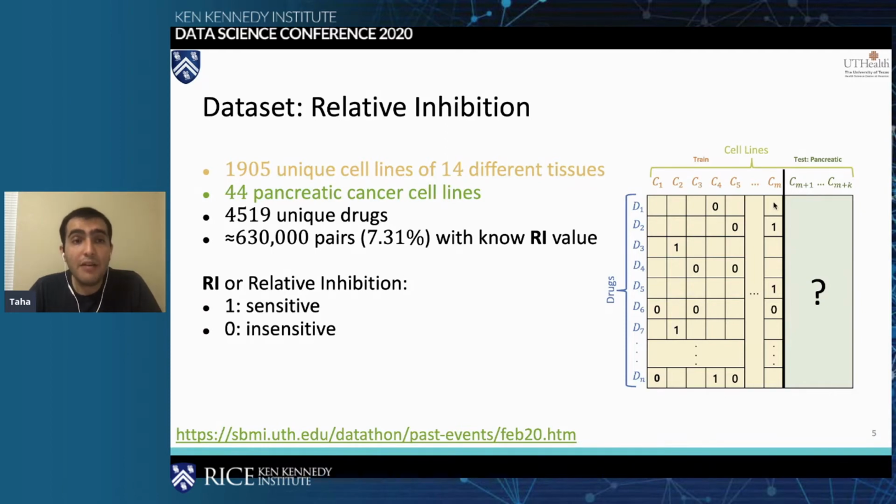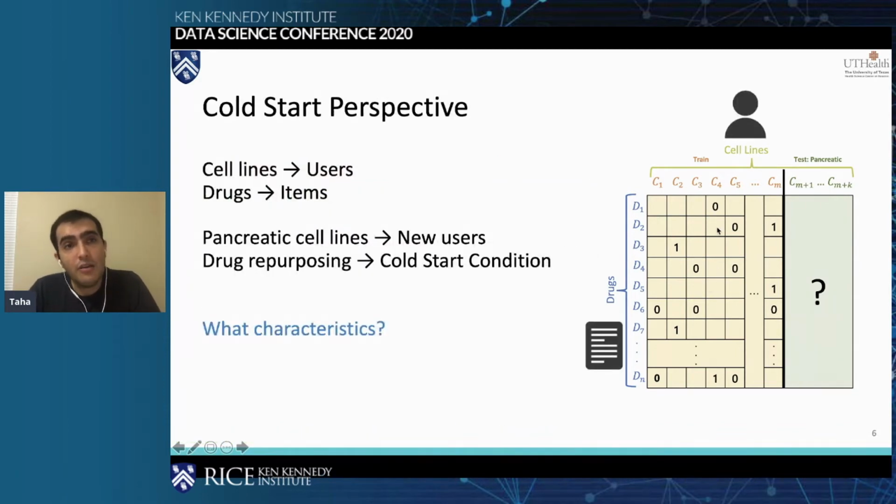The number of unique drugs in this dataset is roughly 4,500. From these pairs of drugs and cells, we only know 7% of relative inhibition values, which is 1 if a drug is sensitive on a cell and 0 otherwise. Thus, it is a very sparse matrix. Now, let me explain why we consider a cold start perspective for recommender systems. As you can see here, assume that cell lines are users and drugs are items.